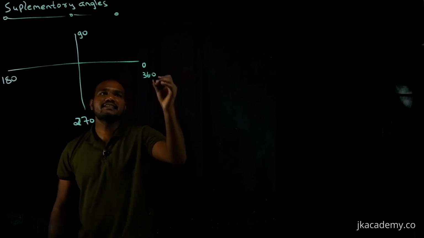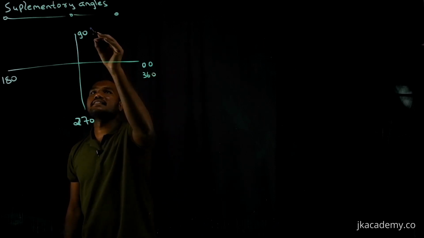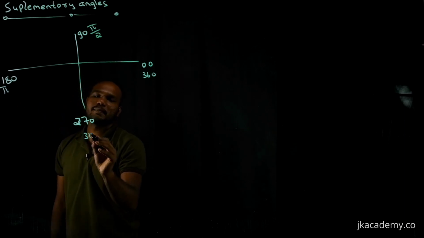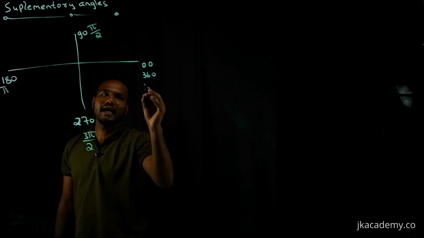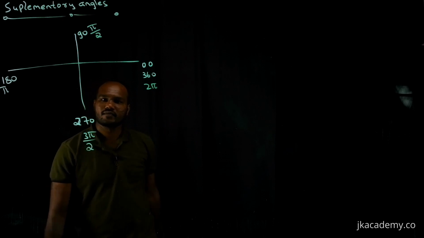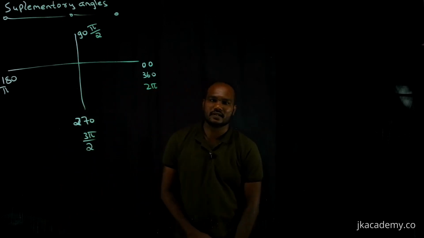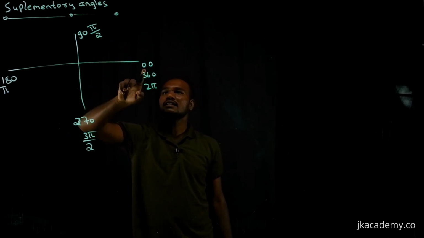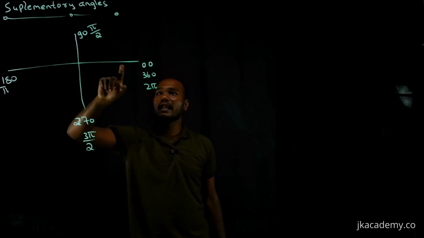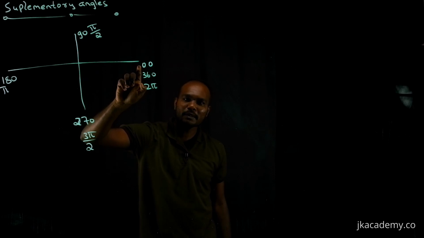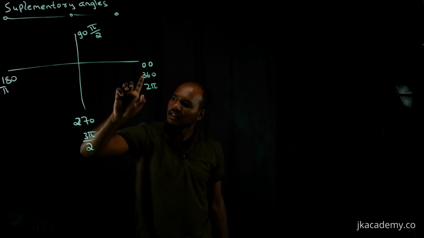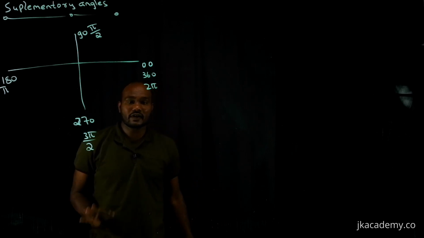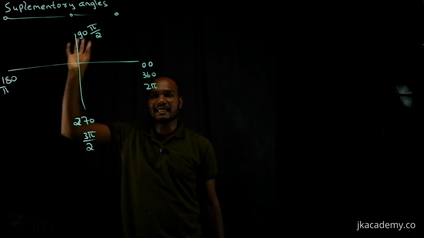In terms of pi, this is 0 pi, this is pi over 2, this is 1 pi, 3 pi by 2 and 2 pi. Yes? Supplementary angles means the angles which will be aligned on this. So 0 degree supplementary, 360, 180. So 3 numbers to remember right now. For now, we'll think about the cycle later.